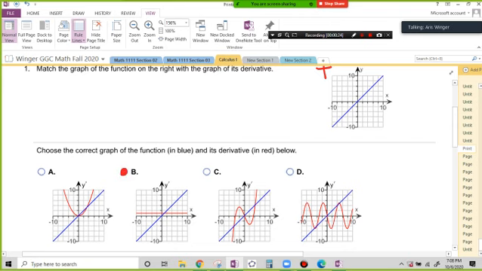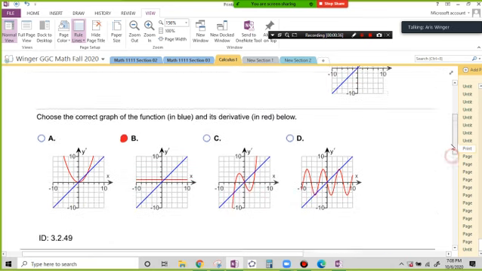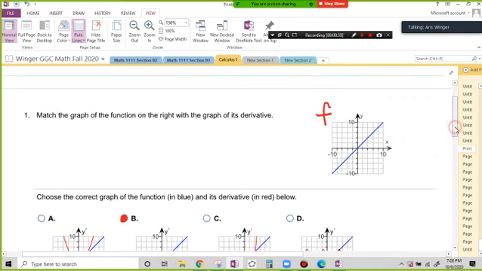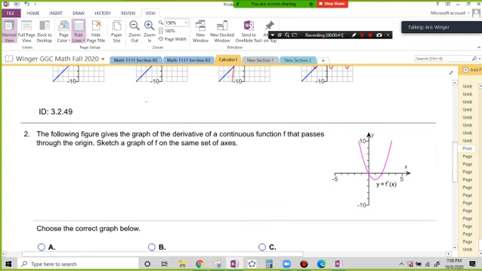Floor is open for questions. Match the function on the right with its derivative. We'll burn through this homework together if you're feeling it. If you want to practice these, you can go to the study plan, chapter 3, section 2, problem number 49.